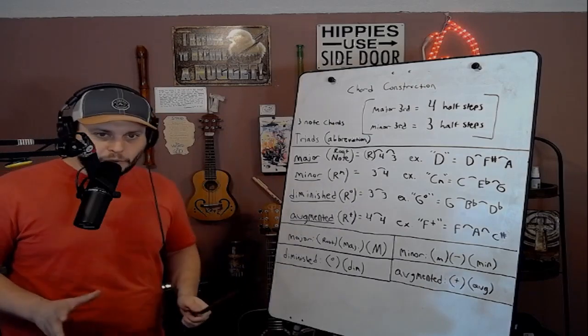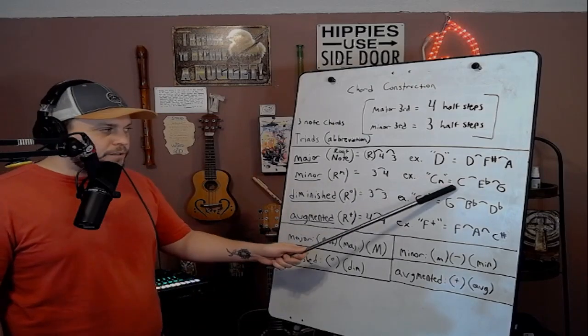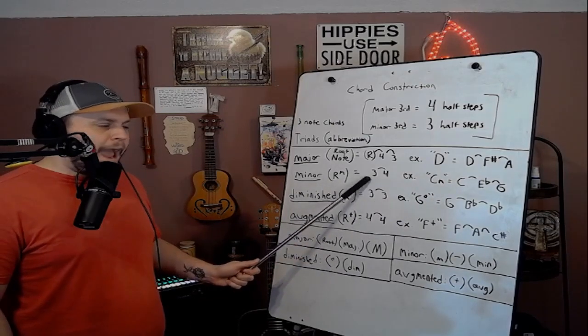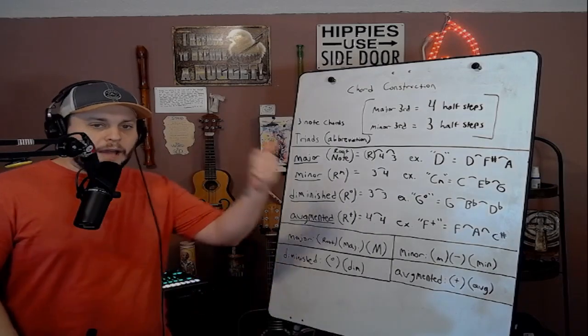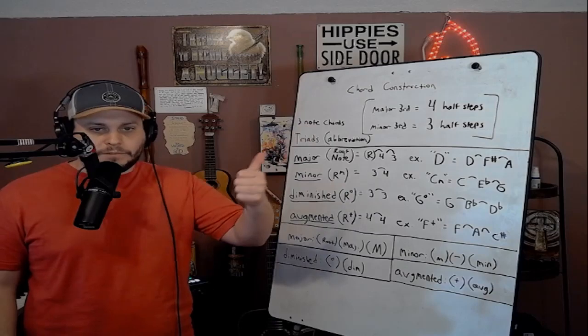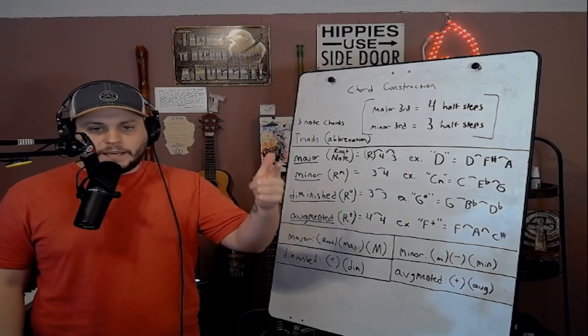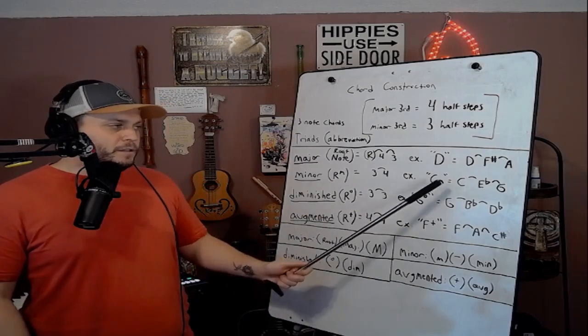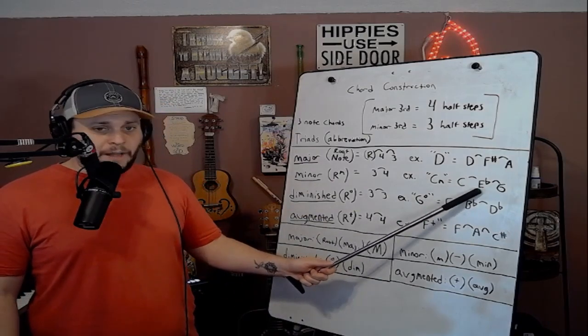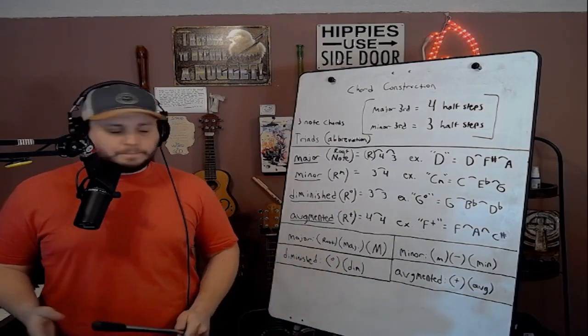Okay, let's prove it. We got a C note. What note is 3 half steps above C? Okay, we're at C, and we got C sharp slash D flat, same note. Up another one is D. Up another one is D sharp slash E flat. C, E flat, which is 3 above C.